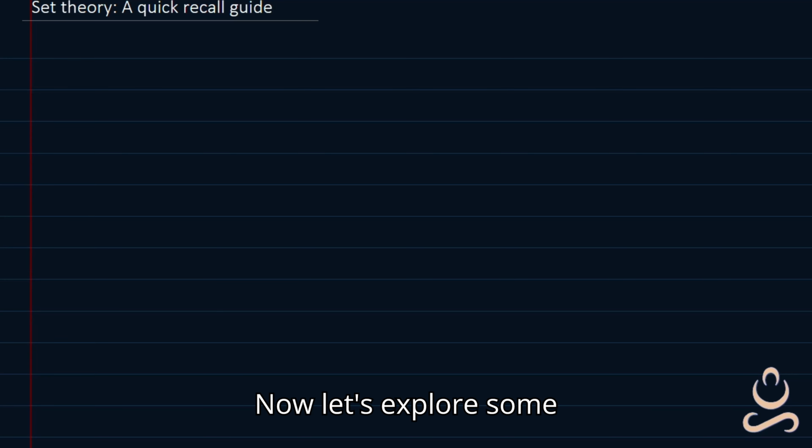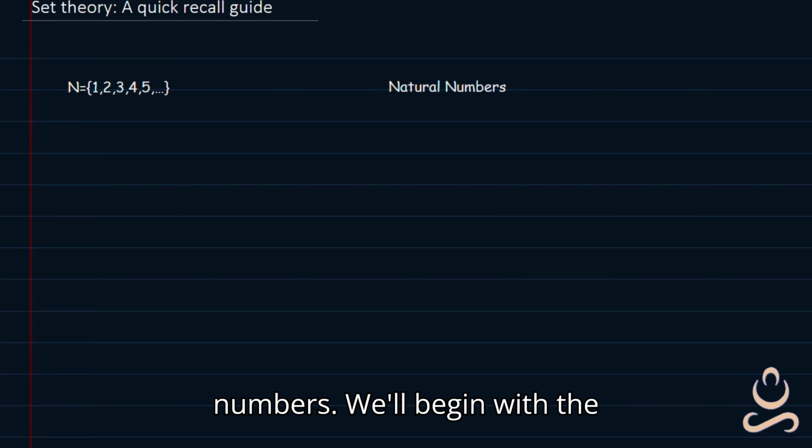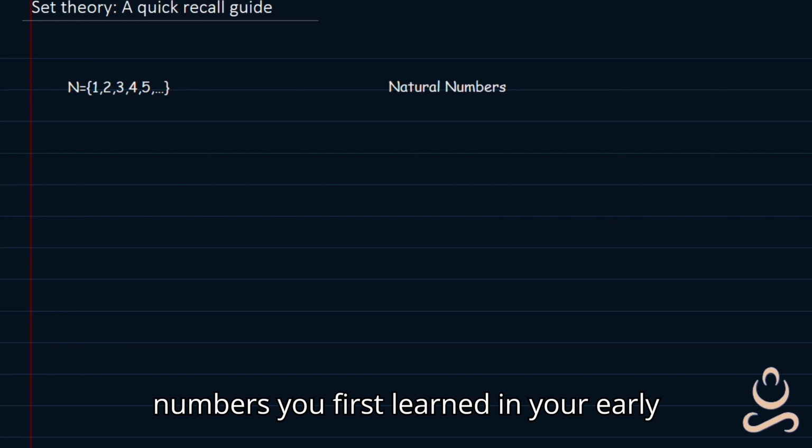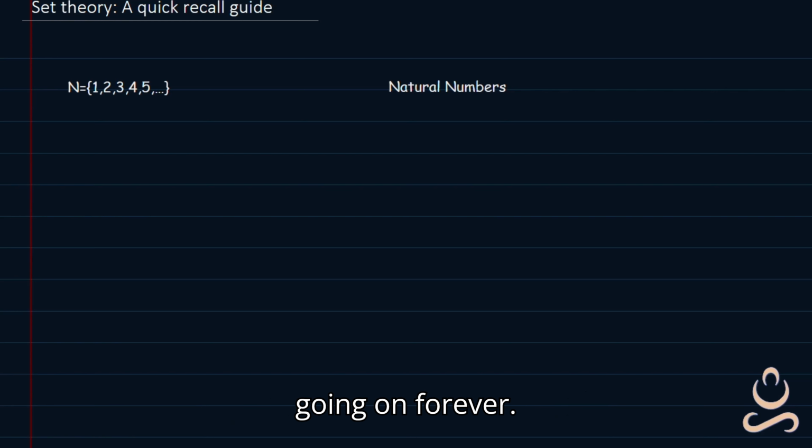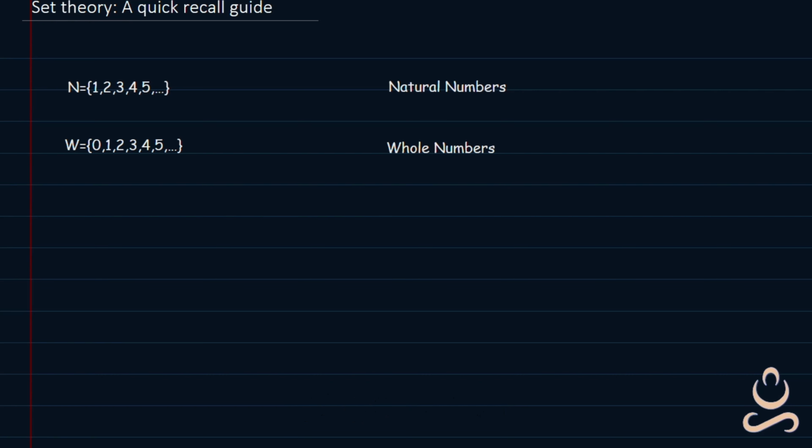Now let's explore some important and well-known sets of numbers. We'll begin with the numbers you first learned in your early years. These are the natural numbers starting from 1 and going on forever. Now, by including 0, the set transforms into another set known as whole numbers. Therefore, whole numbers include all the members of natural numbers along with the addition of 0.